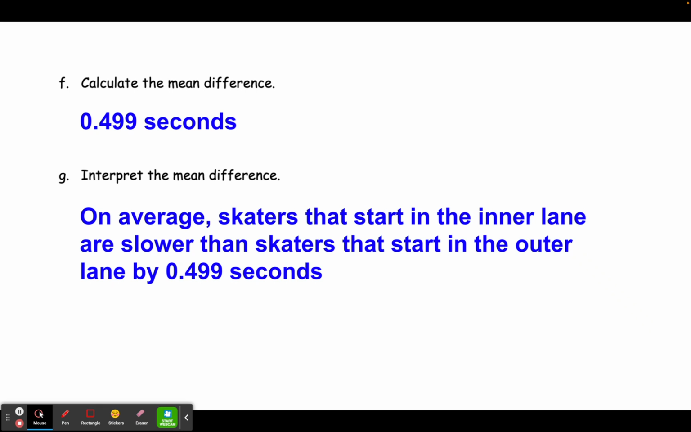Now, we're not really sure whether that's a significant difference or not. For now, it seems pretty significant though, because 0.499 is basically half a second. And in a situation like the Olympics, a half a second is a really big difference.